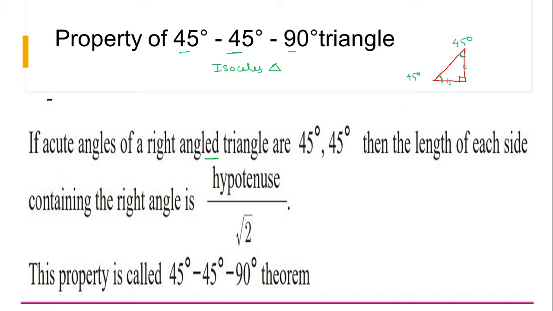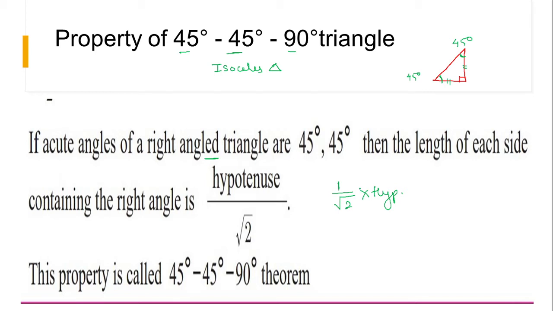Now, the length of the side which is containing the right angle means what? Who is building this right angle? This side and this side. Okay, so that is making a right angle. So its length is going to be hypotenuse divided by root 2, or you can simply say 1 upon root 2 multiplied by the hypotenuse. Okay, so the length of these sides is going to be equal to 1 upon root 2 multiplied by the length of the hypotenuse.